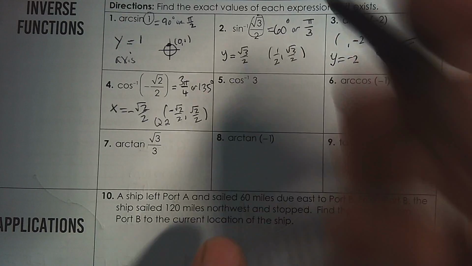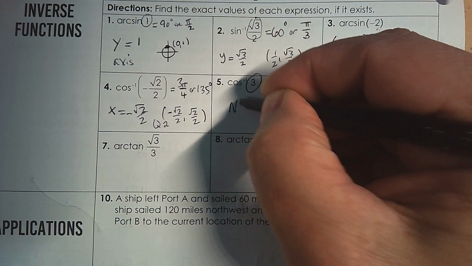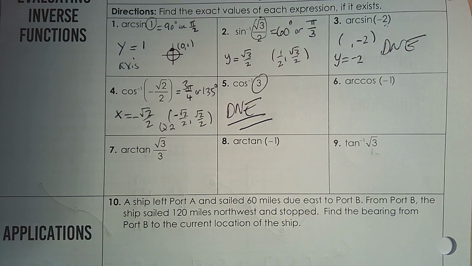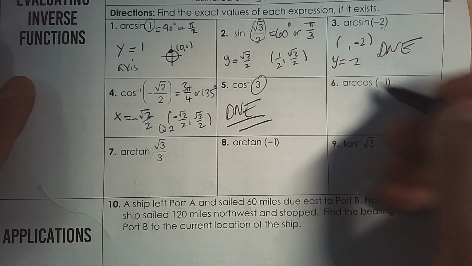Number 5, what's the problem? It's beyond my domain restriction. Is there any positive 3 in the x-coordinate? Nothing, right? So there's no angle that goes with it. It's over. Hey, 6, -1, is that okay?